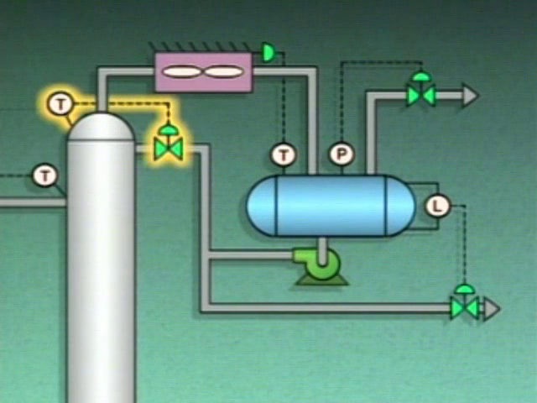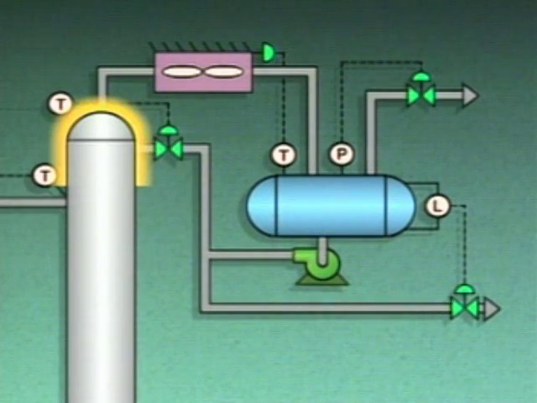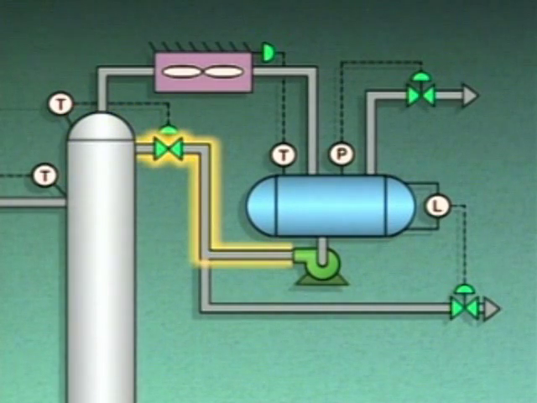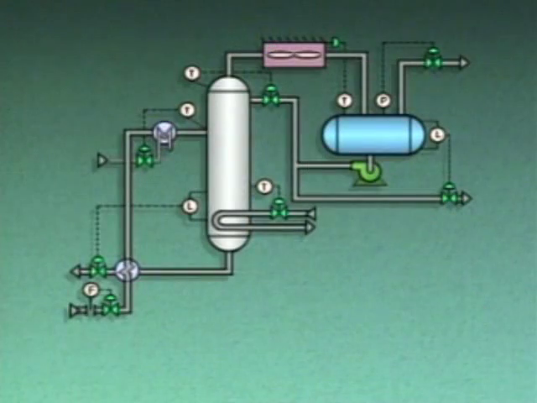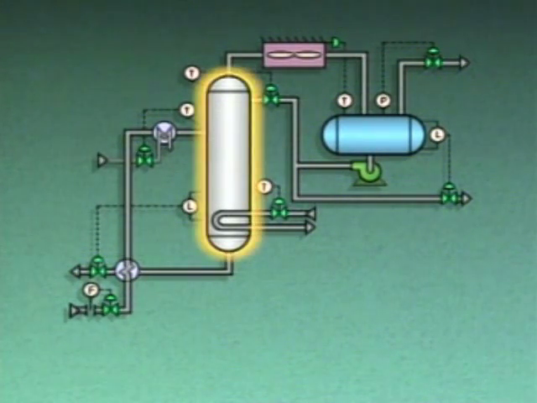In addition, the external reflux control loop senses the temperature increase in the tower and reacts by increasing the flow of external reflux to the tower. The increased reflux flow causes more condensation to take place in the tower. As a result, the temperature in the tower decreases.